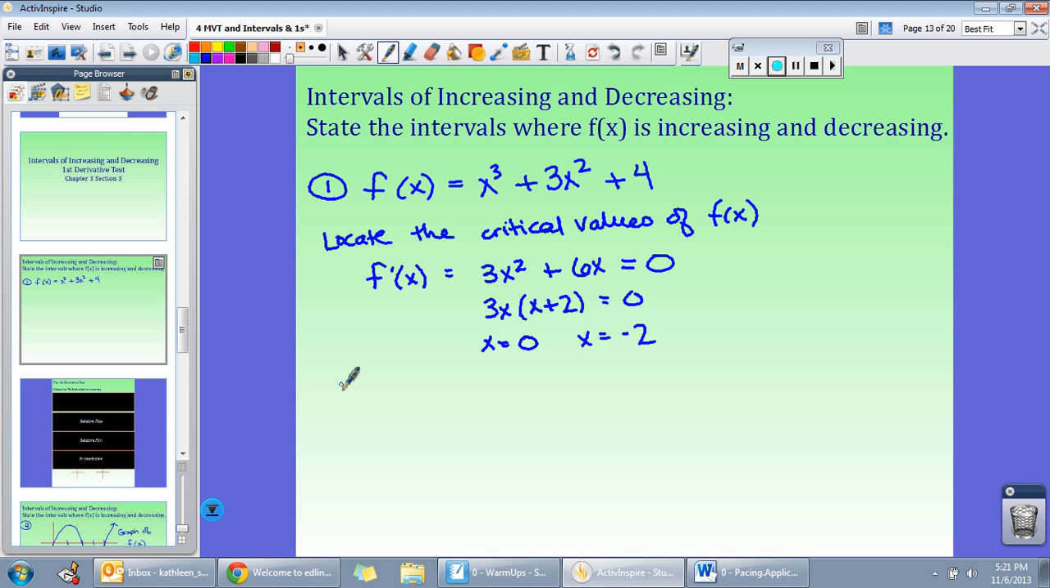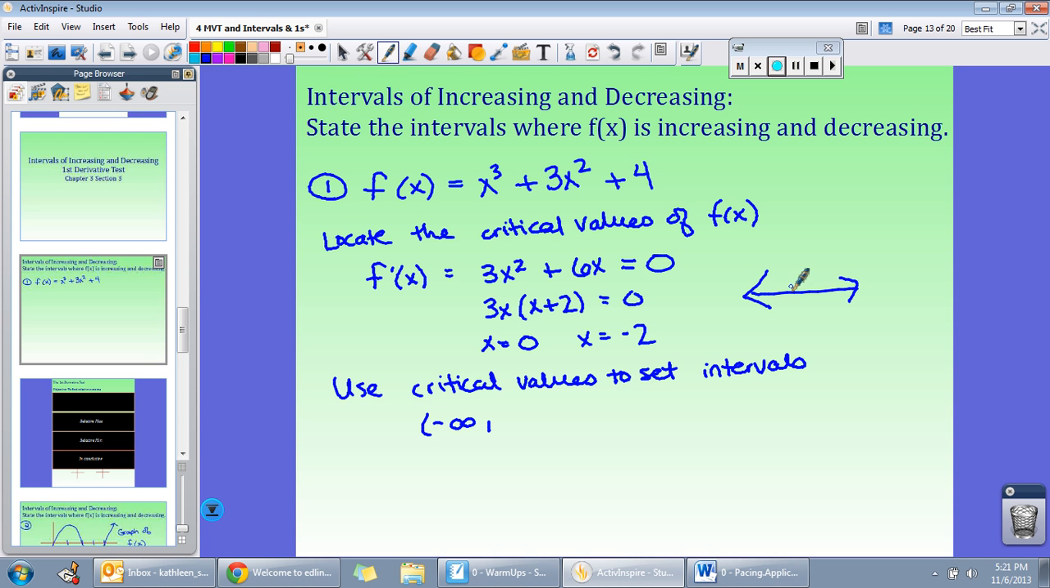The next thing we're going to do is use the critical values to set up test intervals. When you're writing your intervals, you're going to start with -infinity and break it up at your first critical value on the number line. So since -2 is less than 0 on that number line, it's going to come first. So we're going to break it up at -2 first, and then from -2 to 0, and then from 0 to infinity.